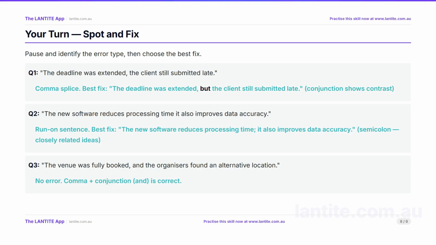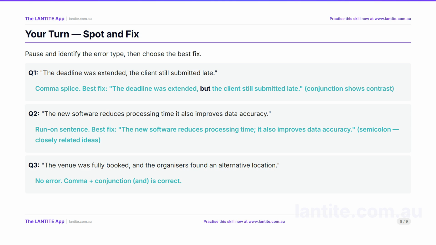Now your turn. Pause and work through these. Question 1. The deadline was extended, the client still submitted late. This is a comma splice. Two independent clauses joined by just a comma. The best fix is to add the conjunction but. The deadline was extended, but the client still submitted late. It shows the contrast between the extension and the late submission.